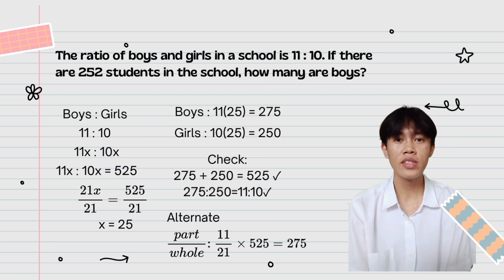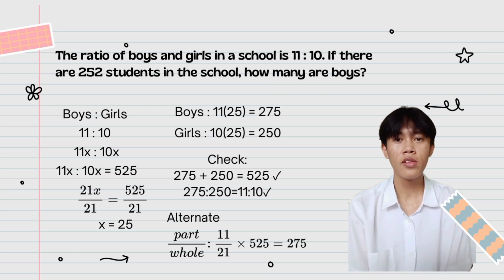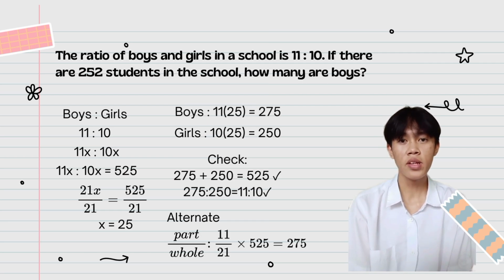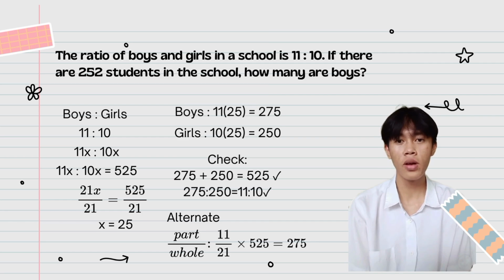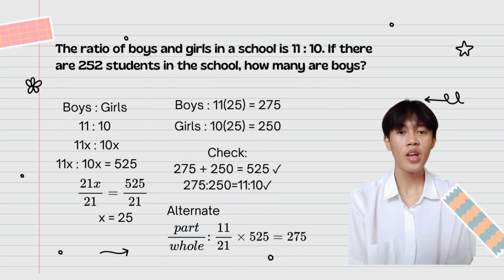When we simplify this, 525 divided by 21 is 25. And when we multiply 11 times 25, we also get 275. So this is another method: write the part over whole and multiply by the total number of students, and it will tell you how many boys you have.